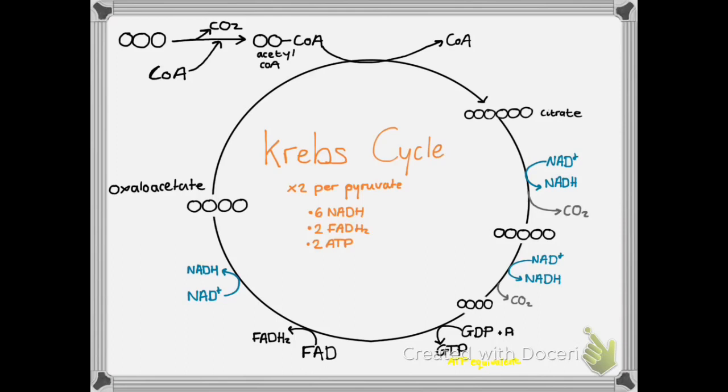So our net products from your Krebs cycle, I nearly said carboxylic acid cycle then, that's not right, is 6 NADH, 2 FADH and 2 ATP per molecule of glucose.